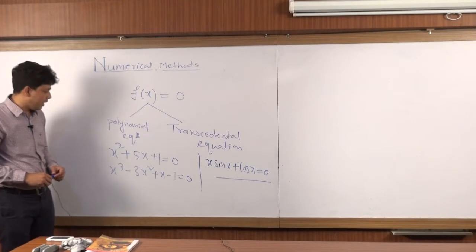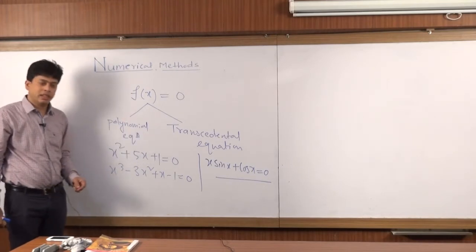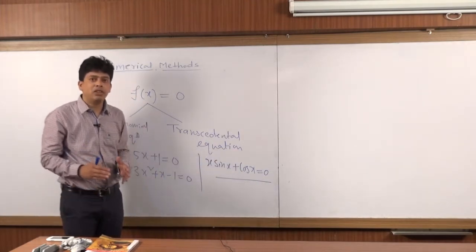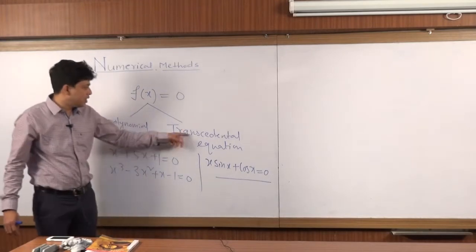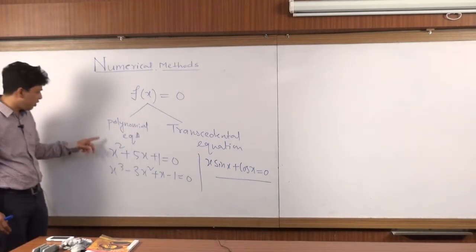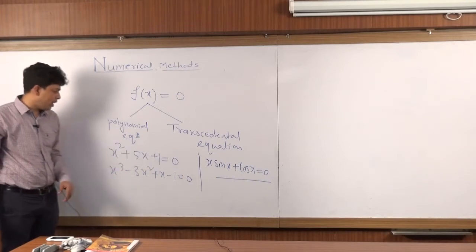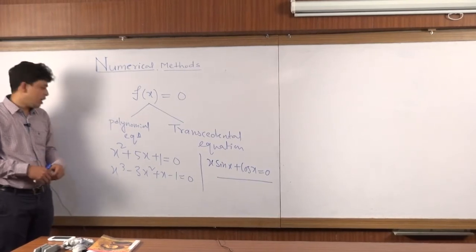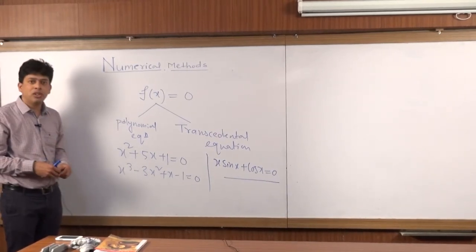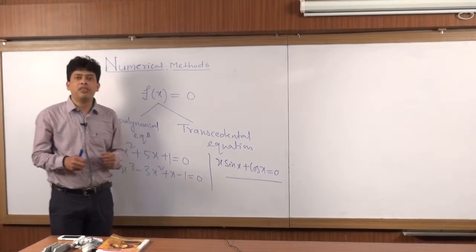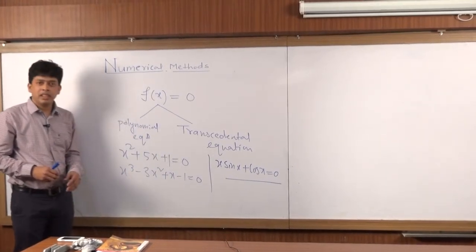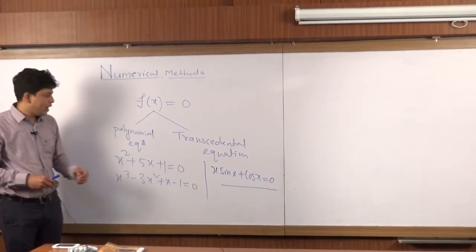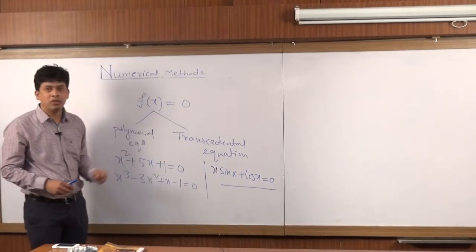Now suppose we would like to find the roots of this equation. We do not have any analytical method to find the roots of this transcendental equation. But for x square plus 5x plus 1 equal to 0, up to degree 4 polynomials, we have an analytical approach to find the roots. But if the degree is more than 4, or if it is a transcendental equation, then we do not have any analytical method. So we have to use a numerical approach to get an approximate value so that f(x) becomes 0.